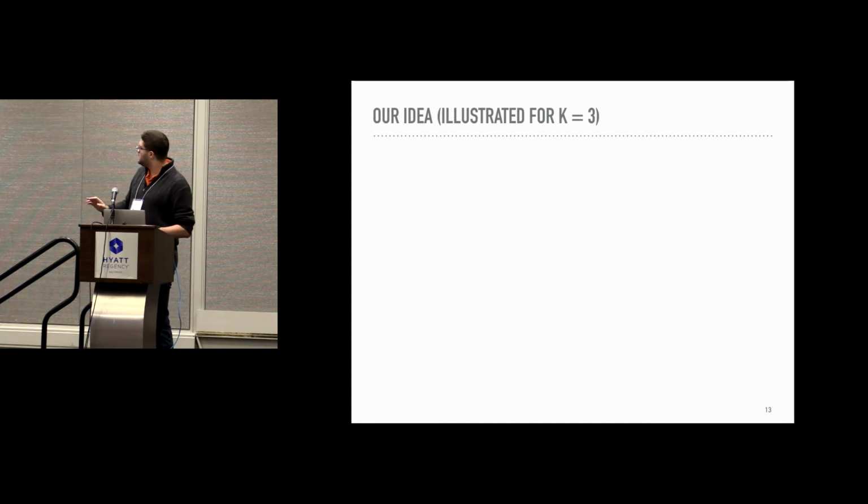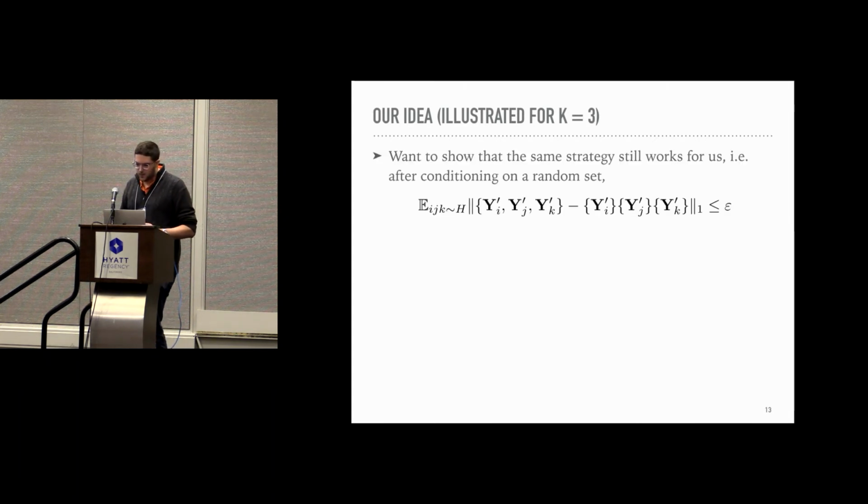So what we want to do, and I'm just going to illustrate it for k equals 3, is use the same idea. We want to sample a set and then sample an assignment and then condition on that assignment. And then we want to show that when we do that, we're going to break all the correlations along the triangles of the hypergraph. So independent rounding, is still going to work.